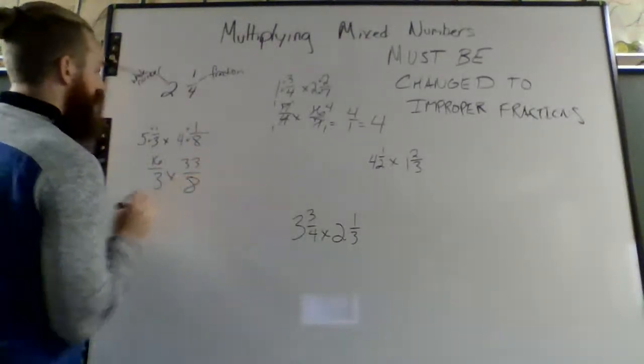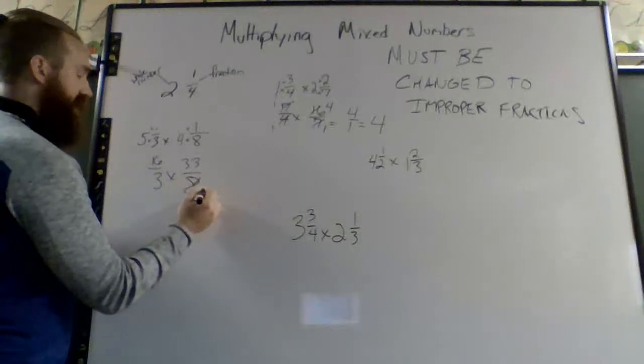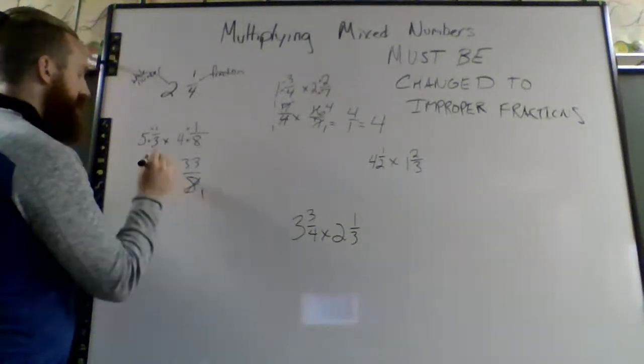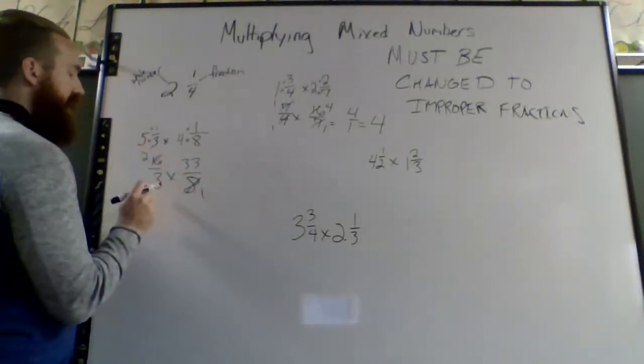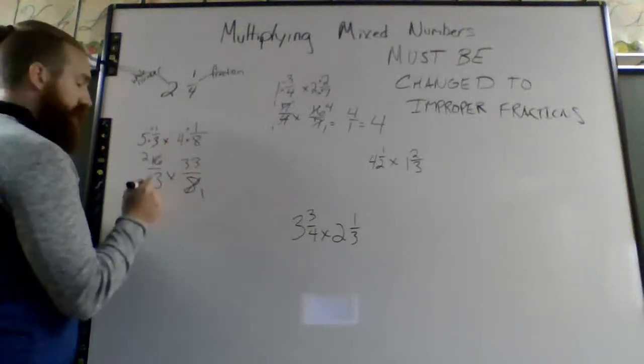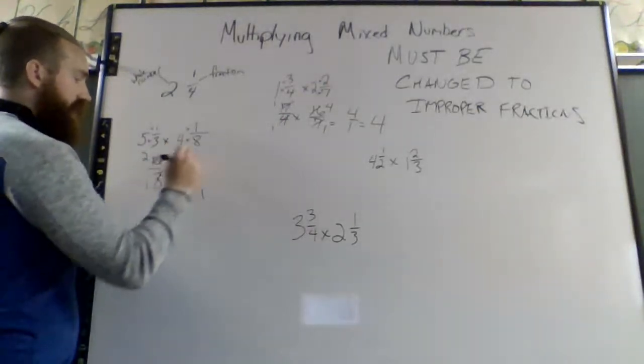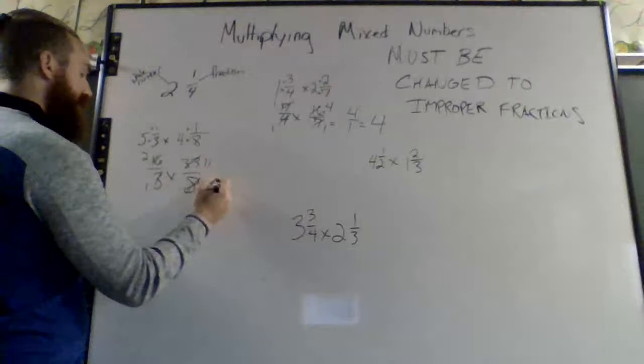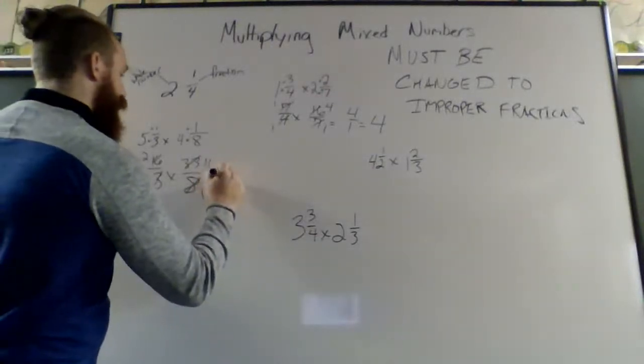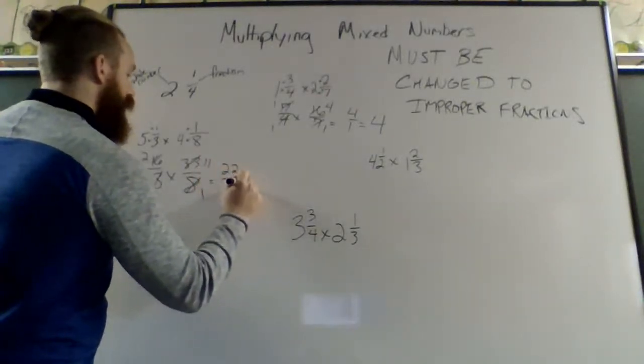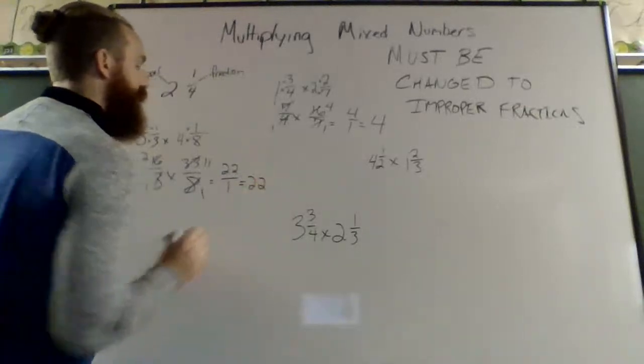Okay, we know 8 goes into 16. 8 goes into 8 once. 8 goes into 16 twice. Now 3 and 33. 3 goes into 3 once. 3 goes into 33 11 times. 2 times 11 gives you 22 over 1, which is just 22.